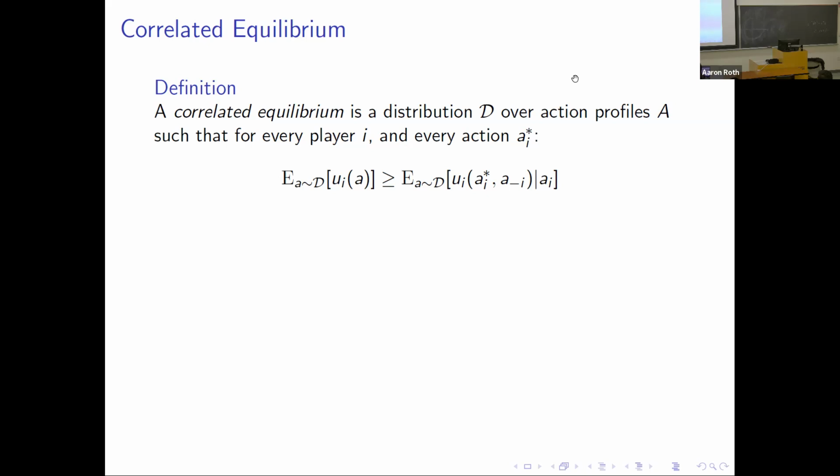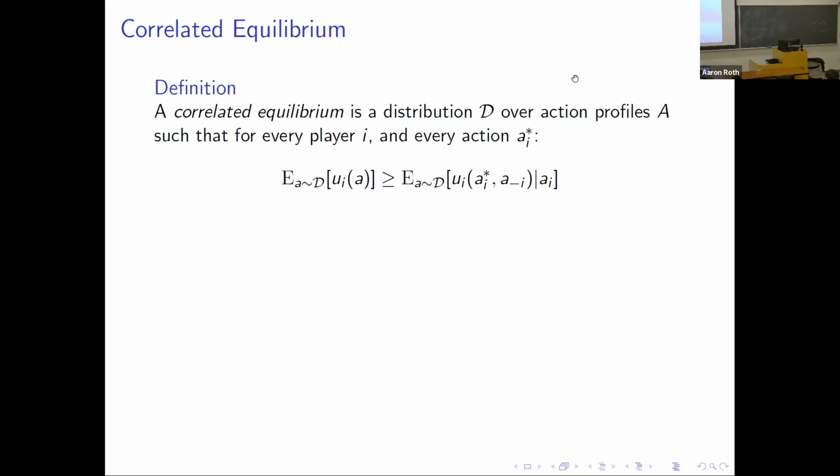The fact that a correlated equilibrium is directly a distribution over action profiles allows, as per the name, for the action profiles to be correlated with one another. Learning what I'm supposed to do in the correlated equilibrium actually gives me information about what you're going to do.